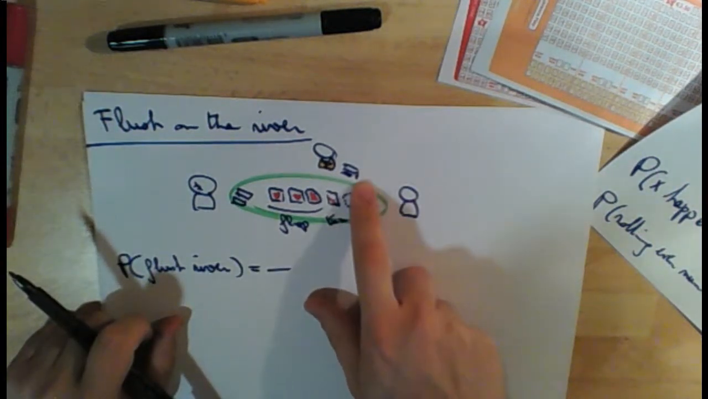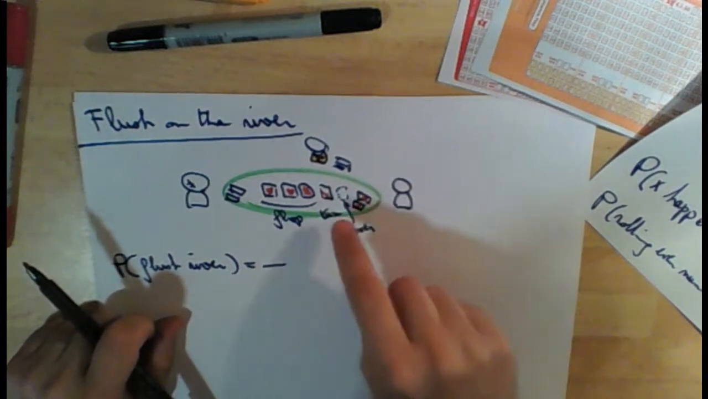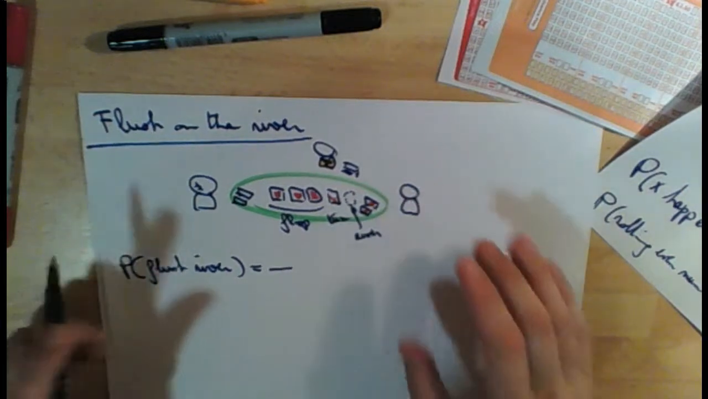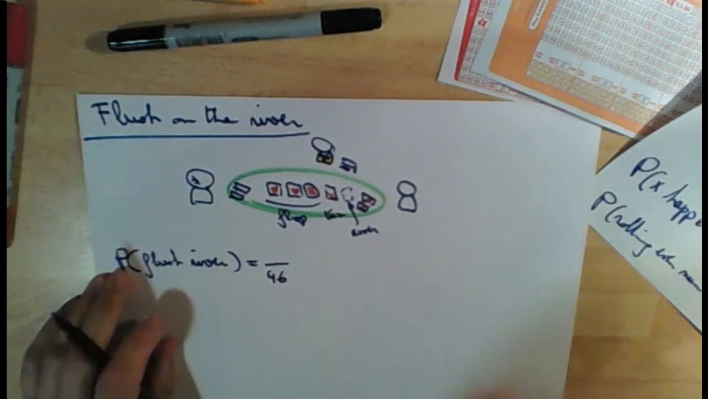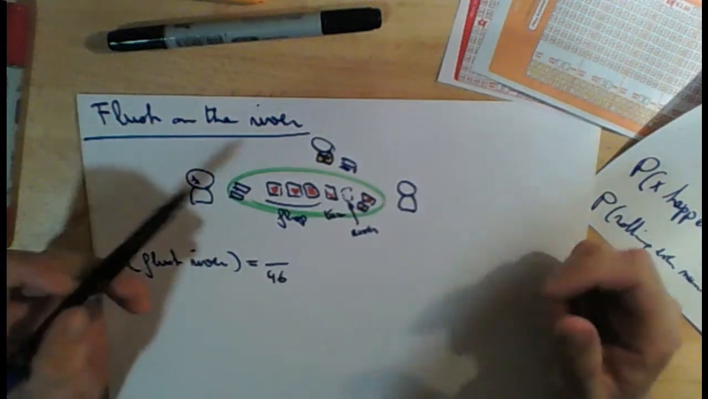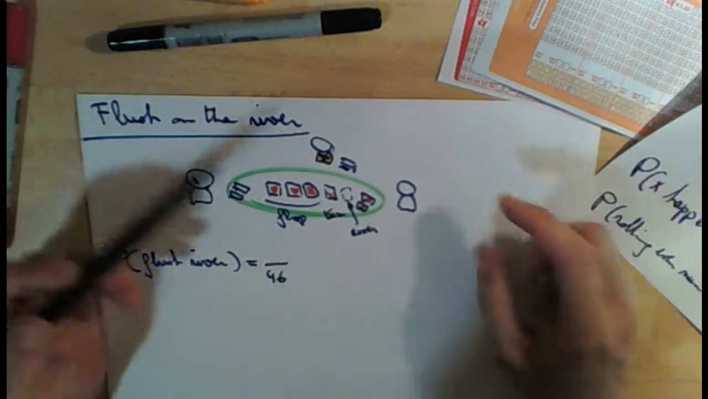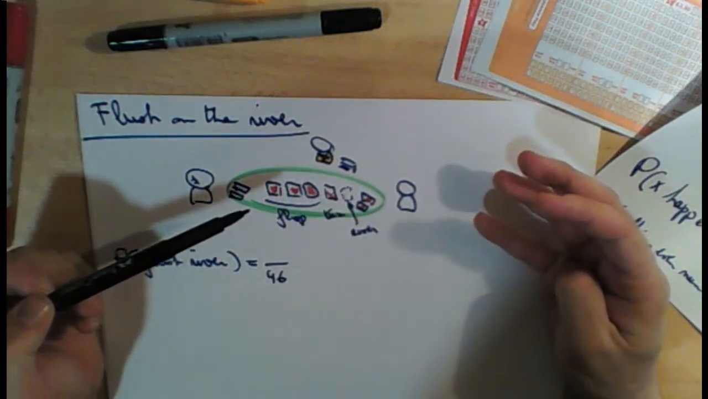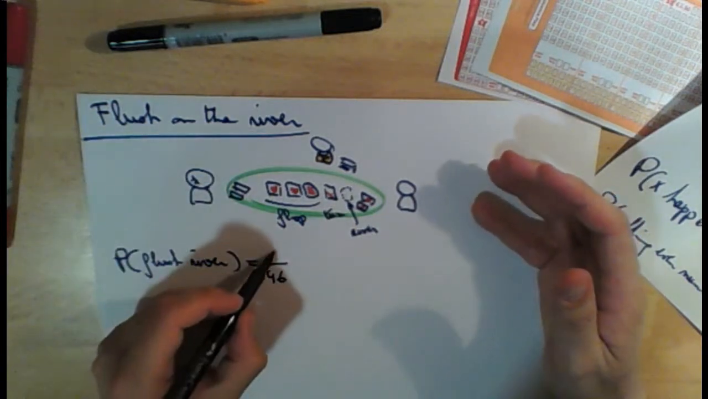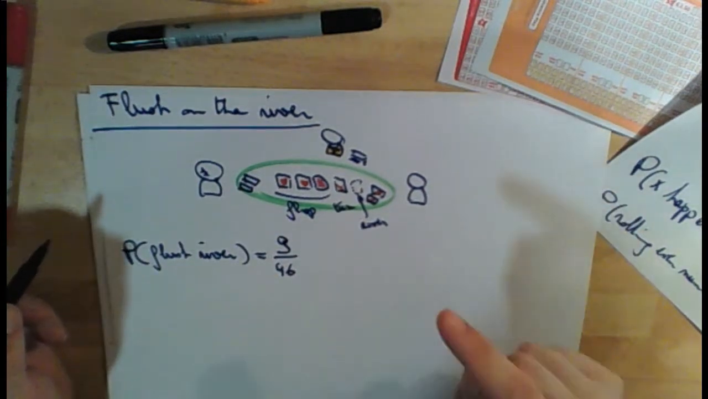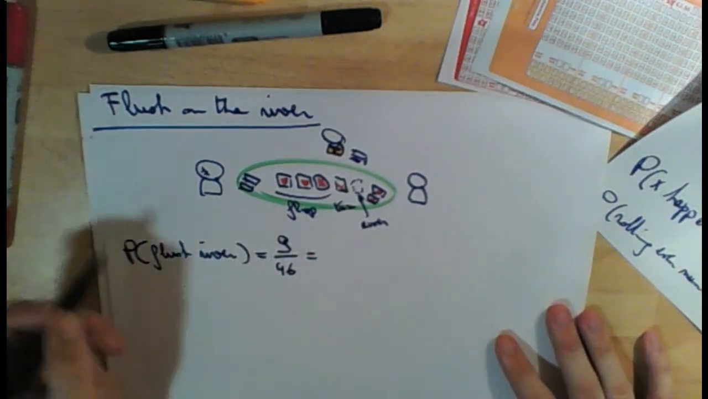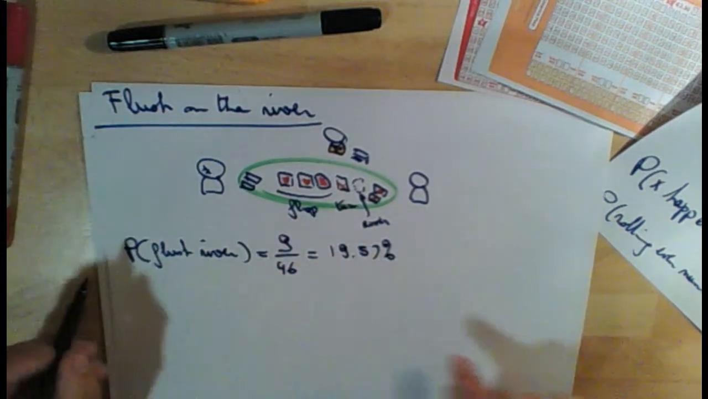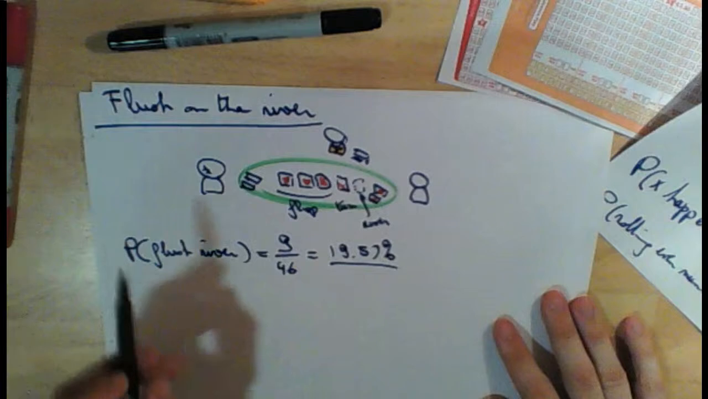Well, there's 52 cards in the deck. I know 1, 2, 3, 4, 5, 6 of those cards. 52 minus 6 is 46. I know that there's 13 hearts in the deck. I know 4 of those 13, so that's 9 hearts in the deck. So 9 over 46, and if you work this out, this is 19.57%. Those are my odds of making a flush on the river.